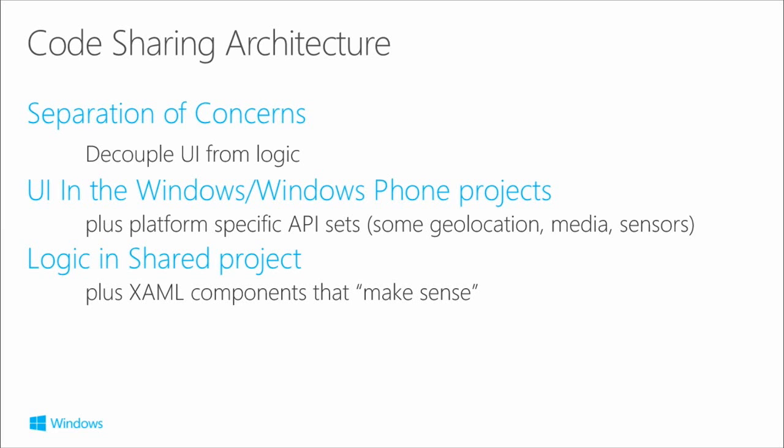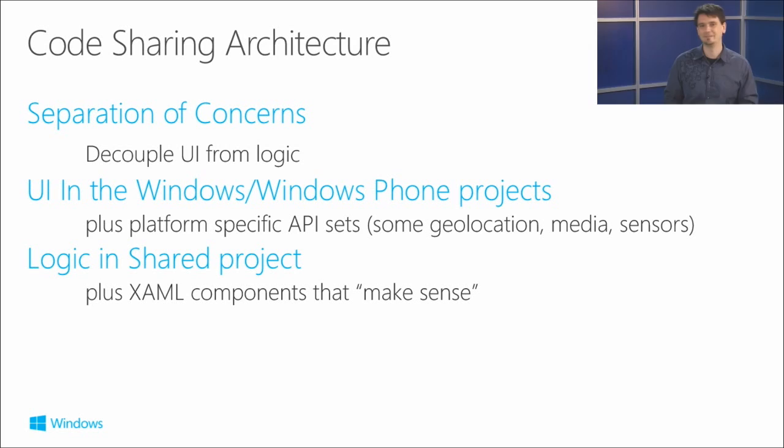So the code sharing architecture, I have dumbed this down. I am an MVVM fanatic, and I've done tons of talks on MVVM, and I love using it, but I didn't want to dive down that rabbit hole because we could get lost for hours talking about it. So the very simple version of code sharing architecture is that we want to keep in mind our separation of concerns. We're trying really hard to decouple our UI from the logic that drives our application.